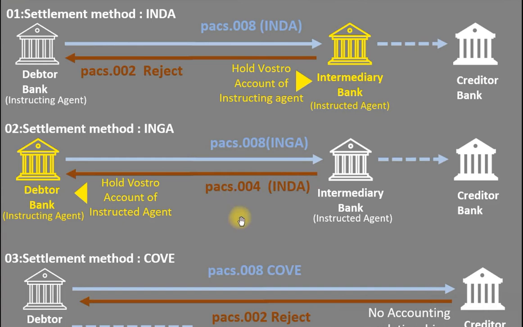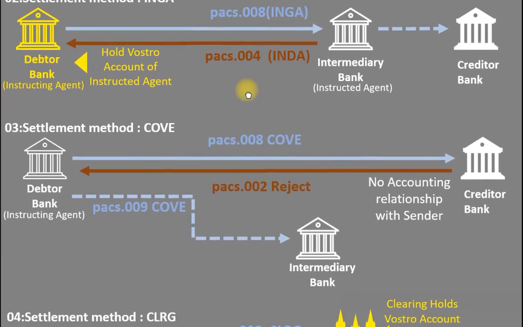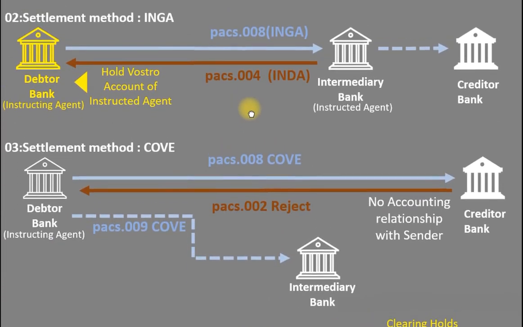The next method is the cover method, which we have understood earlier. For the cover scenario, if the debtor bank is sending to the creditor bank with which there is no account, then ideally INDA or INGA cannot be used. So in PAX 8, the COV keyword will be used, while the PAX 9 sent by the debtor bank to the intermediary will have the COVE code word.